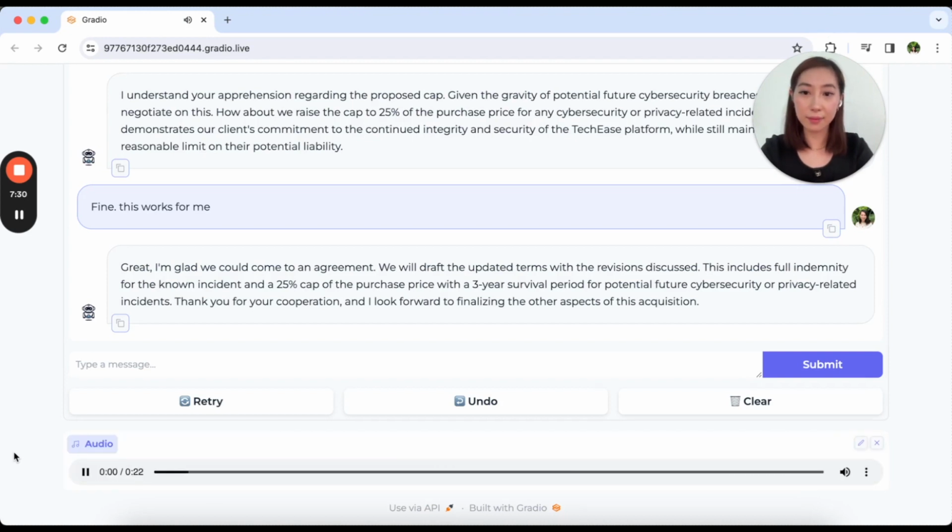Great. I'm glad we could come to an agreement. We will draft the updated terms with the revisions discussed.